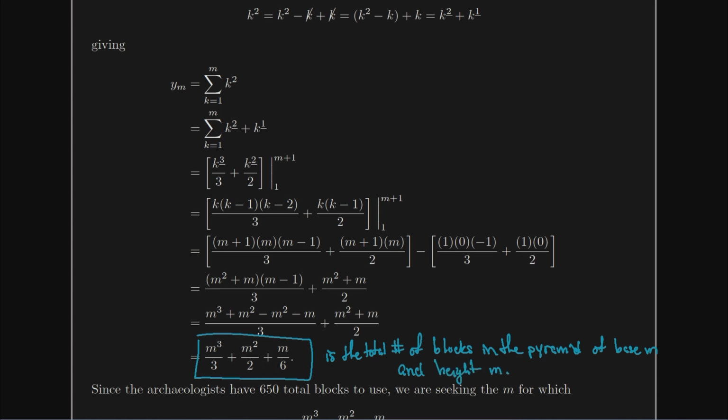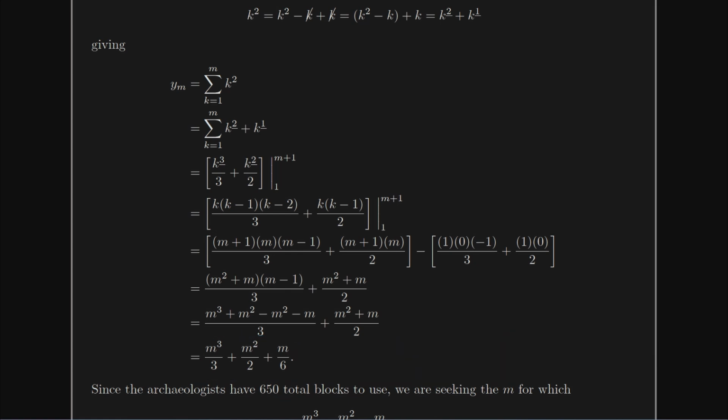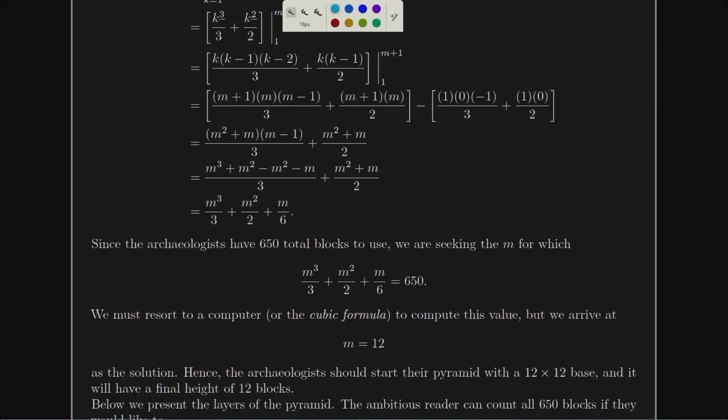Okay, so then how do we use up 650 total blocks? Well, unfortunately, this is a cubic, so if we wanted to solve the cubic equal to 650, we'd probably just look up the cubic formula for that. It's like the quadratic formula, but more complicated. But you do get an answer out of this: m equals 12. So you turn to the archaeology department and you say, don't worry, I got you. Make a pyramid of base 12, and you'll use up exactly your 650 blocks.